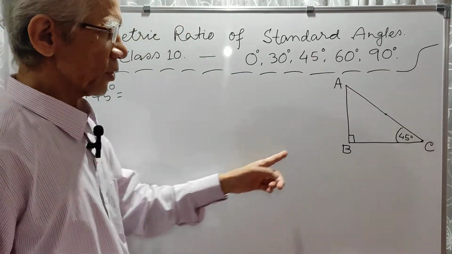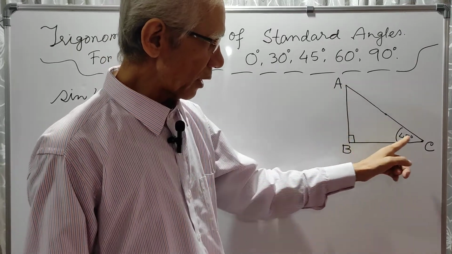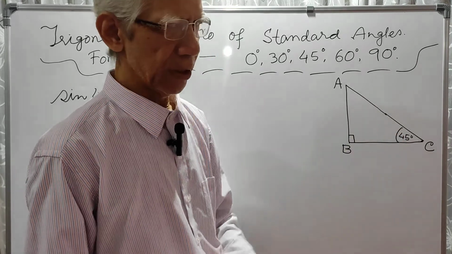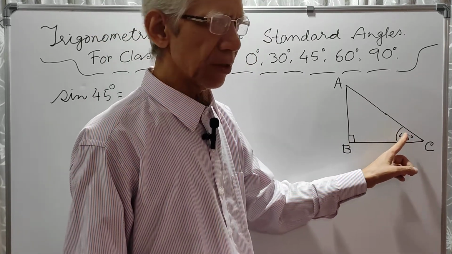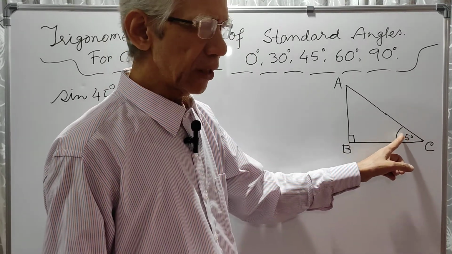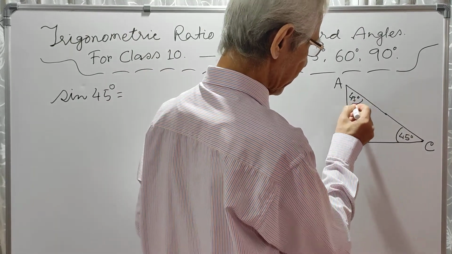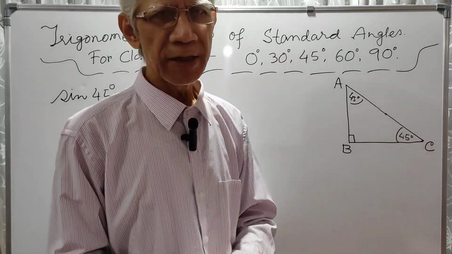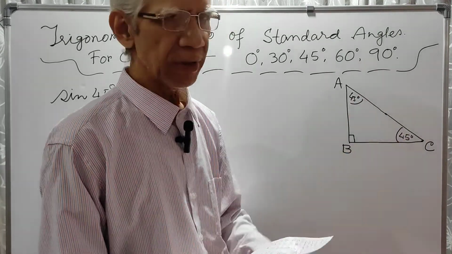Now for that purpose, a triangle is necessary. Now this is a triangle ABC where this angle B is 90 degree and angle C is 45 degree. Now we are going to consider this angle. So this angle is under consideration. This is 45 degree. Now if this is 45 degree, then this must also be 45 degree. Why? Because of angle sum property, sum of three angles of a triangle is 180 degree. So this is 90 degree, this is 45 degree. Therefore this must be 45 degree.